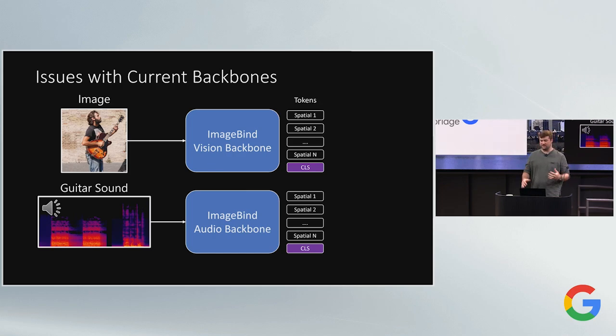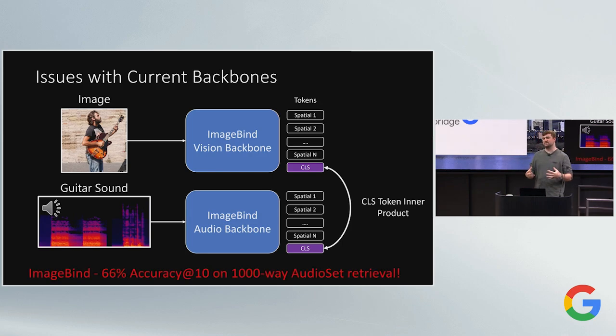And the way that ImageBind is trained is that they just compare these class tokens in an inner product. And they train that for retrieval and cross-modal accuracy and things like this. And this yields a system that is spectacular at being able to pair together images and audio clips. It gets like 66% accuracy at 10 shots on a 1,000-way AudioSet retrieval task. AudioSet, if you haven't worked with this data set, is like super noisy YouTube data. So the fact that it can get this style of accuracy is quite impressive.